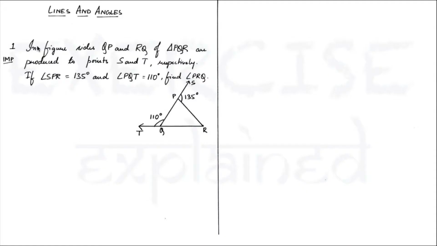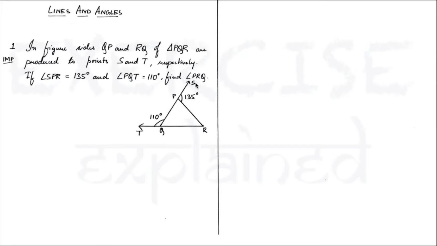So today we are going to do lines and angles, the third exercise of it. So let's start with it. First question, in figure sides QP and RQ of triangle PQR are produced to points S and T respectively. If angle SPR is equal to 135 degrees and angle PQT is equal to 110 degrees, find angle PRQ.